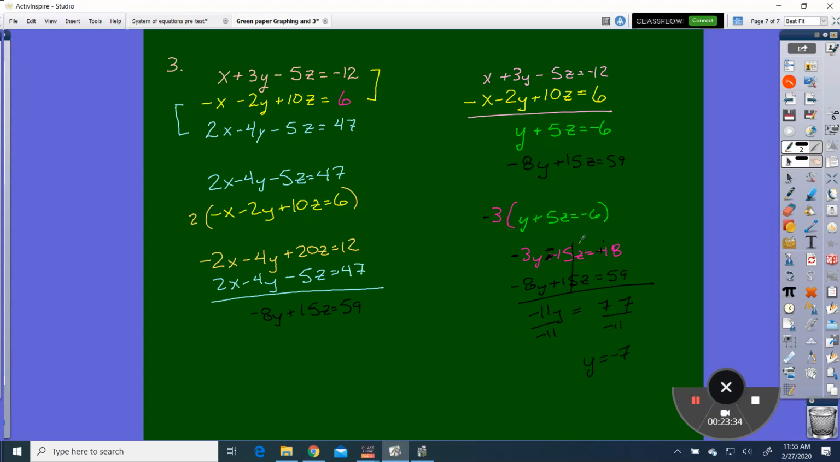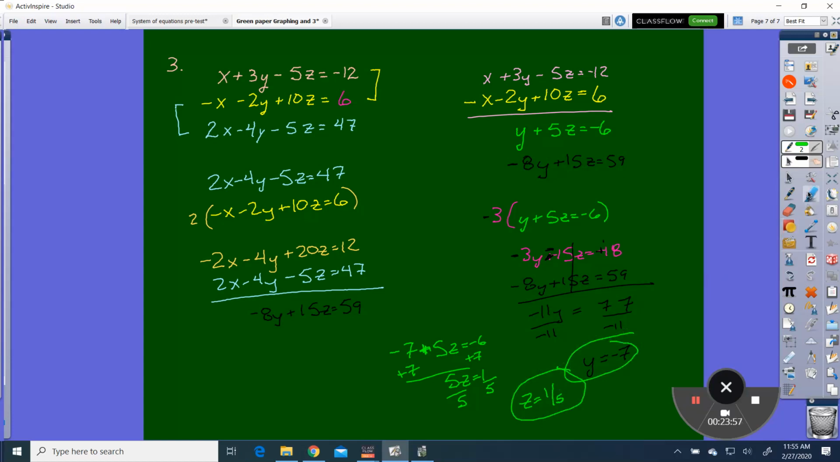So now I can plug that into my green one or the black one. I'm going to plug it back into the green one. So I have negative 7 plus 5z equals negative 6. So now I add the 7 to each side. So I have 5z equals 1. Divide it by 5, and z equals 1/5.